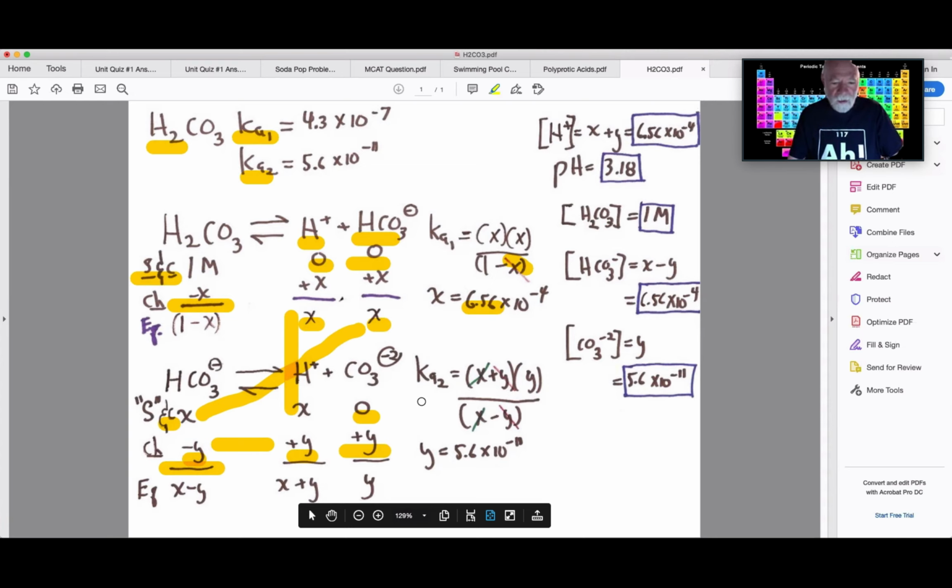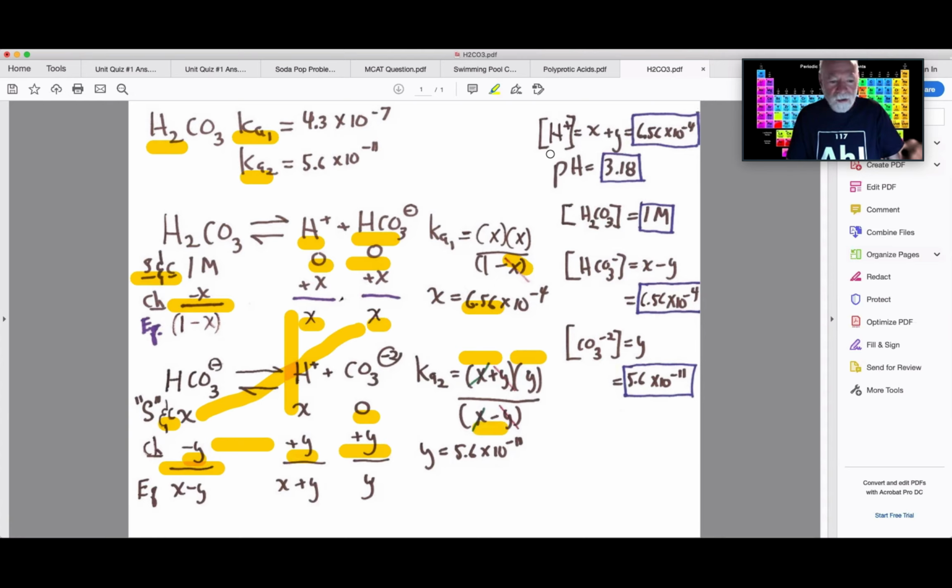I think it might be useful to solve for y, don't you think? So let's plug into the mass action expression. So here's hydrogen concentration, carbonate concentration divided by hydrogen carbonate. Now the math is really simple. First of all, we can assume y's are small, so the red line represents we're going to ignore it, and cancel out the x's. y is equal to the Ka2, so it's equal to 5.6 times 10 to the minus 11.